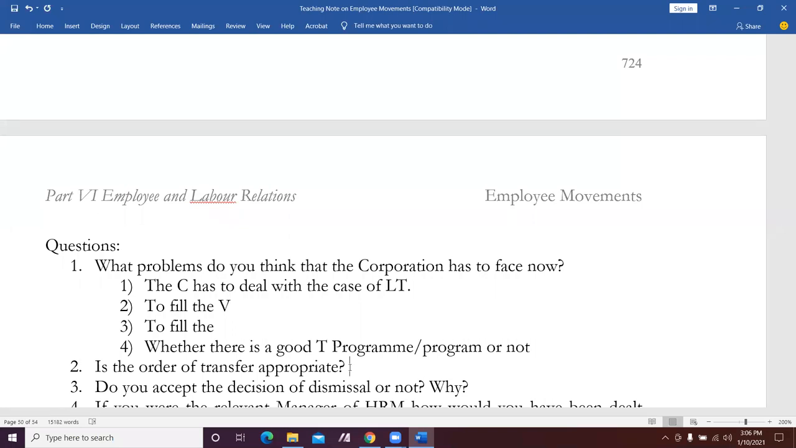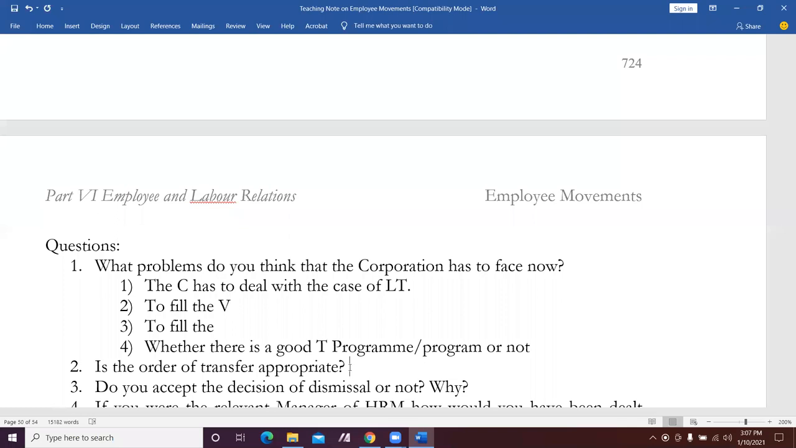Then third reason: there was a discussion between the top management and the branch manager, and the branch manager agreed to transfer Mr. Kulasekar. That's the third reason we can use to justify our answer that the order of transfer is appropriate. Then fourth reason: a letter containing the order of transfer was given to Mr. Kulasekar at the right time, in the right way. Right communication at the right time, in the right way, has happened. So by considering these four reasons, the order of transfer is appropriate.